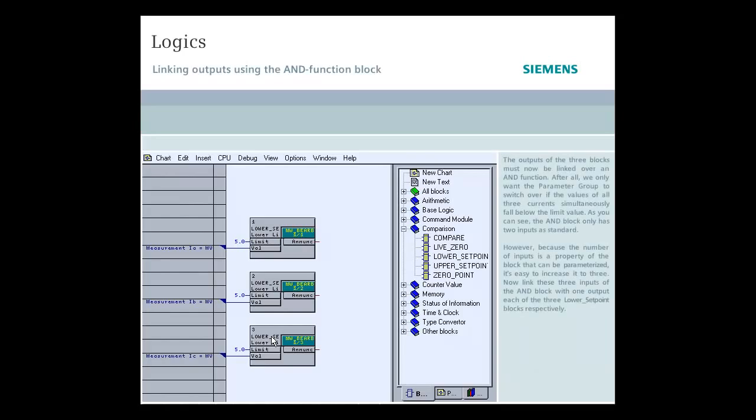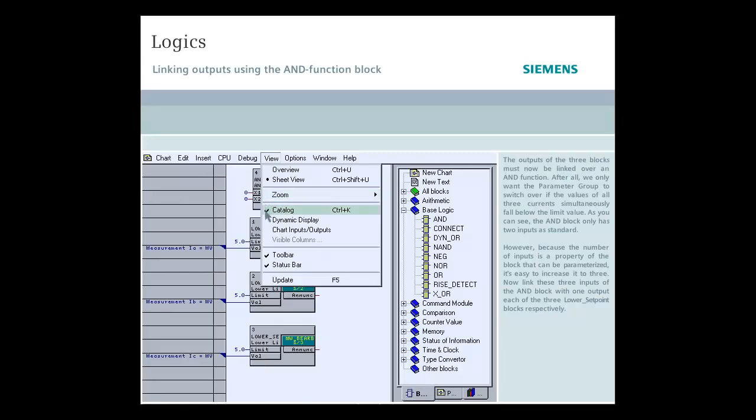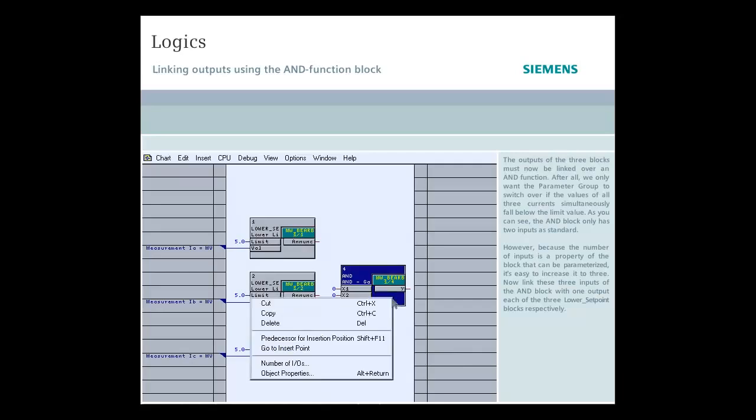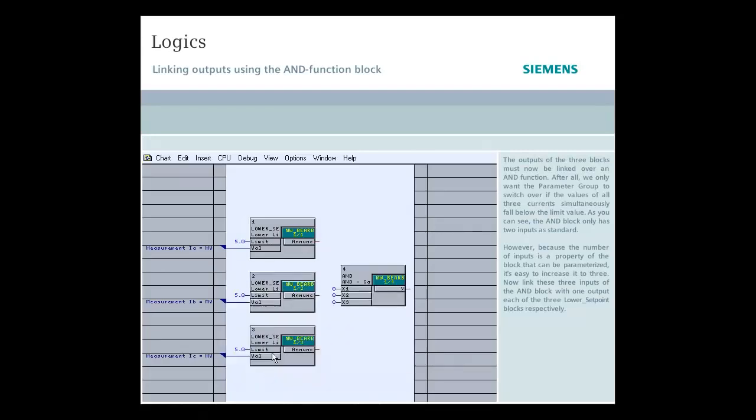The outputs of the three blocks must now be linked over an AND function. After all, we only want the parameter group to switch over if the values of all three currents simultaneously fall below the limit value. As you can see, the AND block only has two inputs as standard. However, because the number of inputs is a property of the block that can be parameterized, it's easy to increase it to 3. Now link these three inputs of the AND block with one output each of the three lower set point blocks respectively.